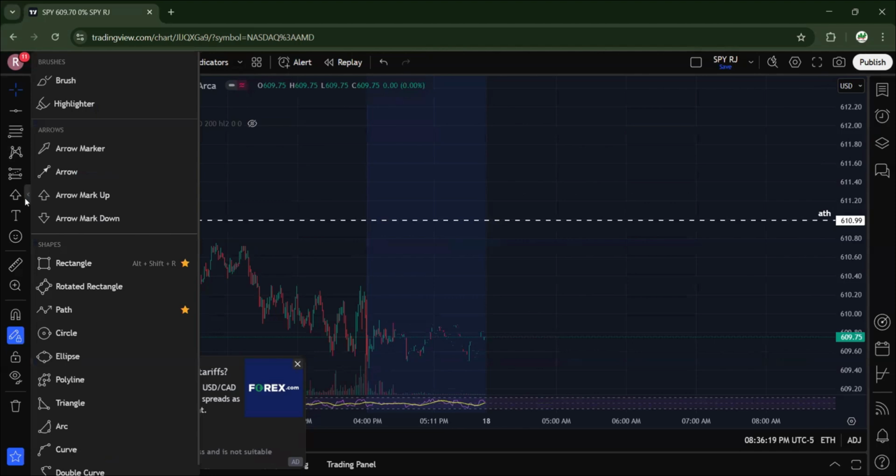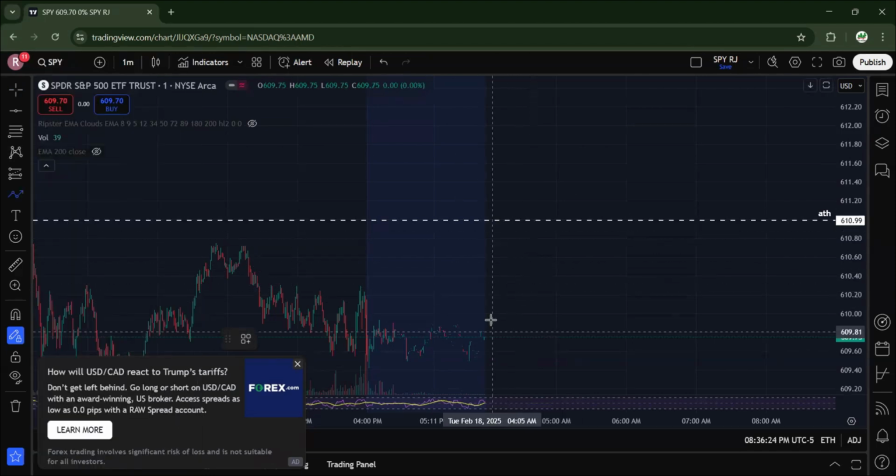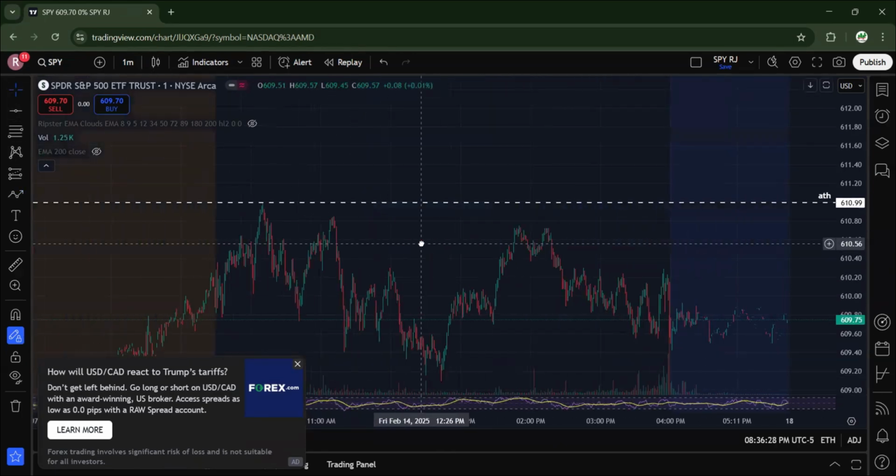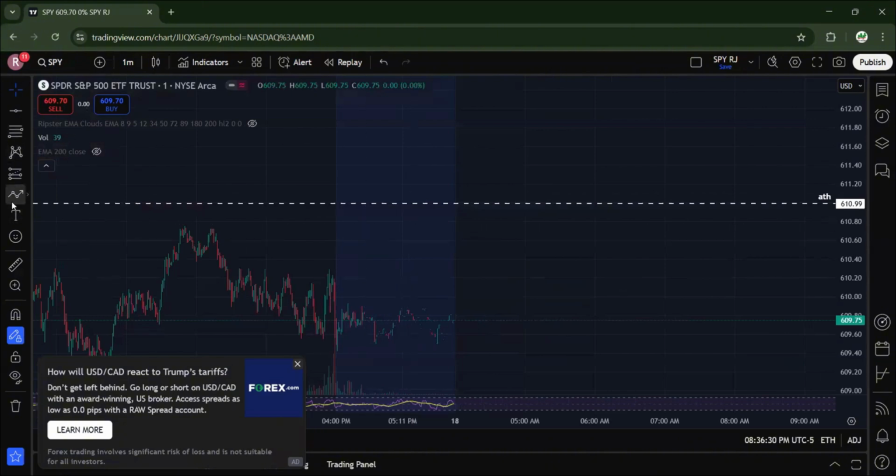What are you looking for? You're looking for confirmation that the stock actually wants to go up. So what would that look like? You want to see the stock break the level, come back down, and go back up. In simple terms, you want to see the stock break out, come back down, and go back up.